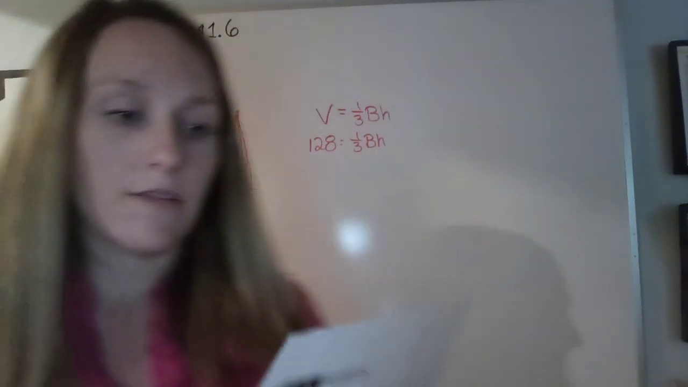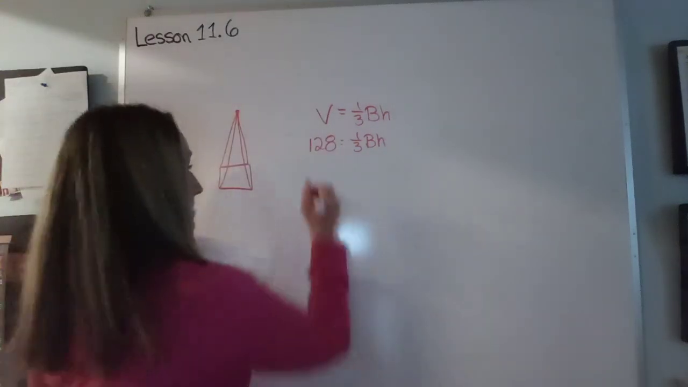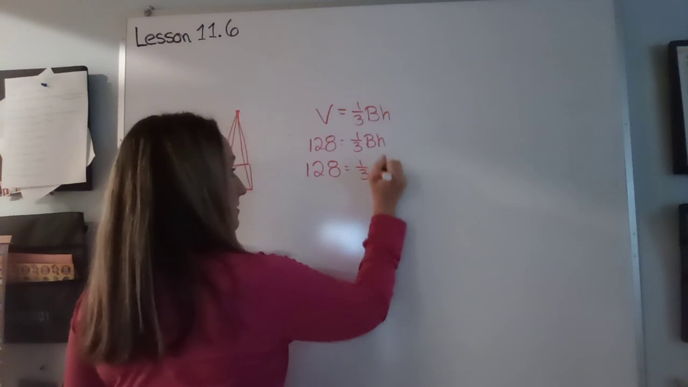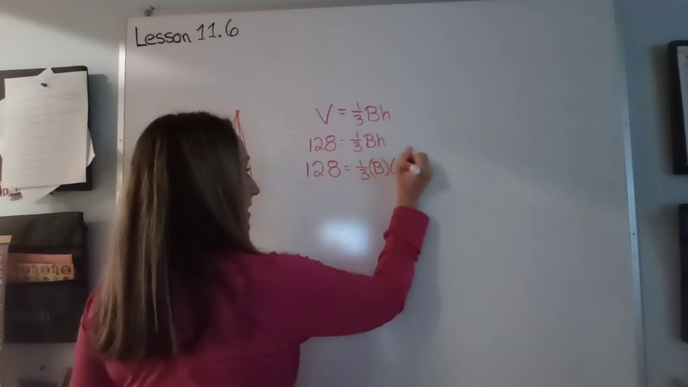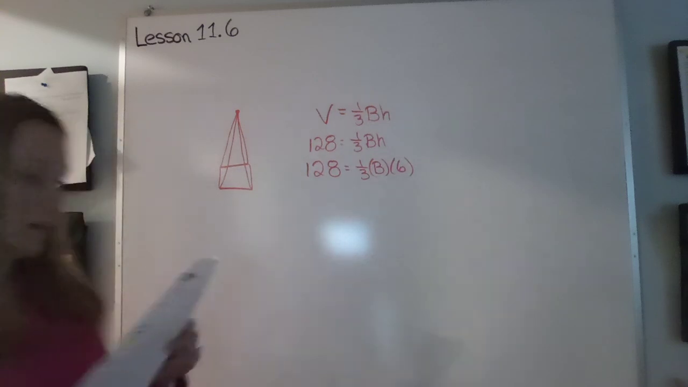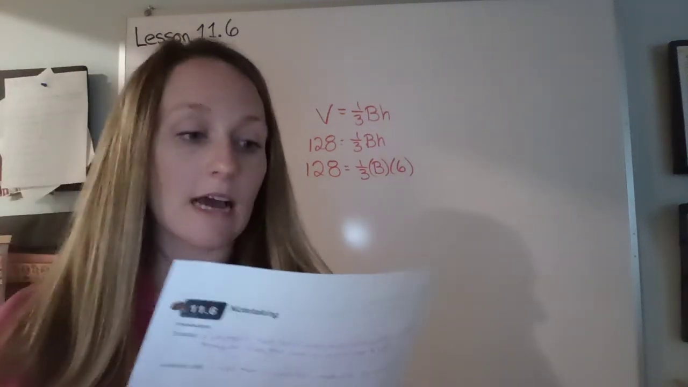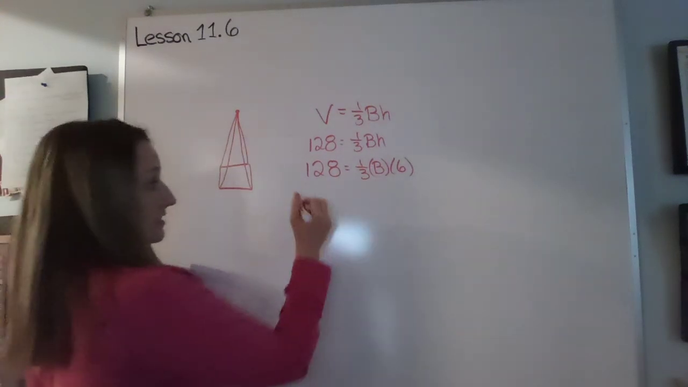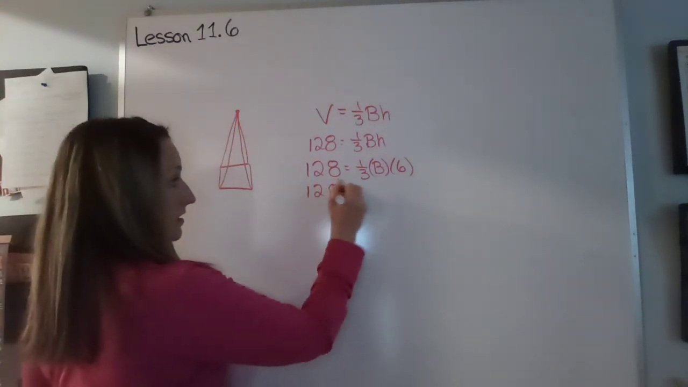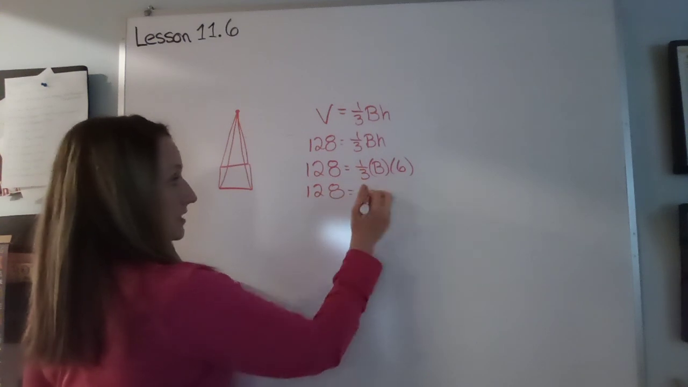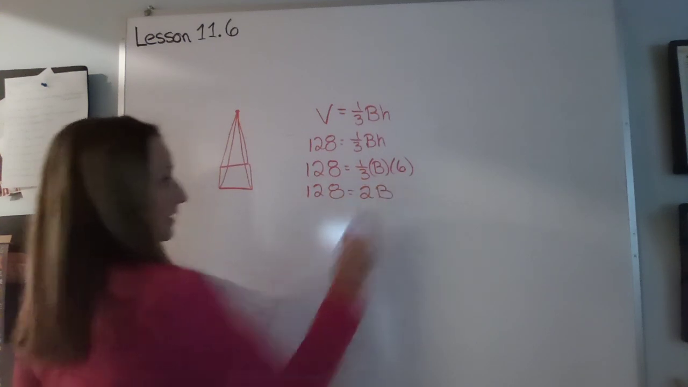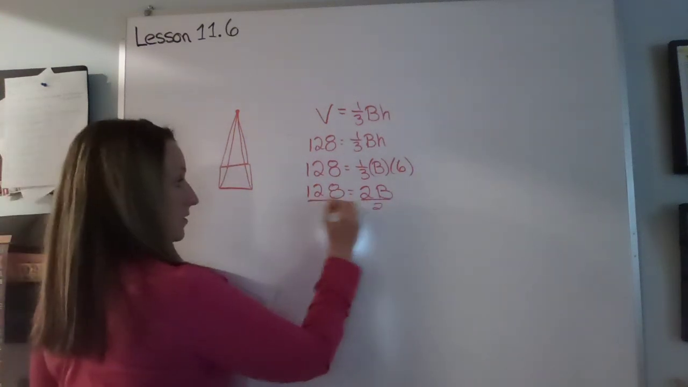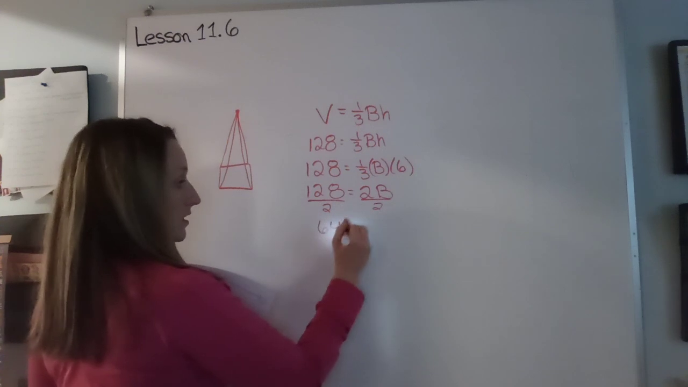All right, what else is given? It says the height is 6, so I can fill that in as well. 128 equals 1/3 B times 6. Okay. You're asked to find the side length of the base. Okay. Well, I can solve for B. I could at least do that. So I have 128 equals 1/3 times 6 is 2. I have 2B. Divide both sides by 2. So I have 64 equals B.